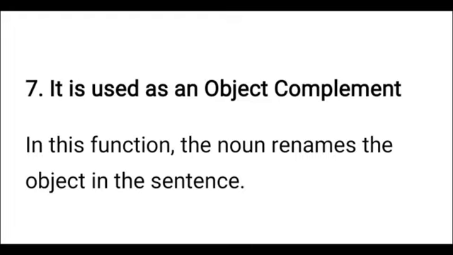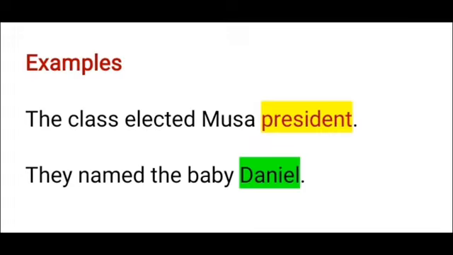Rather, it is going to be placed immediately after the object that it describes. For example, the class elected Musa president. President here describes Musa, which is the object. And so we say president is an object complement.